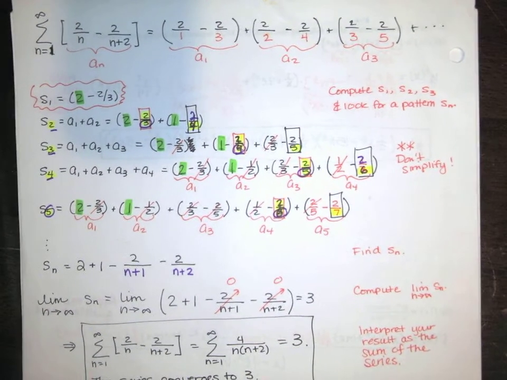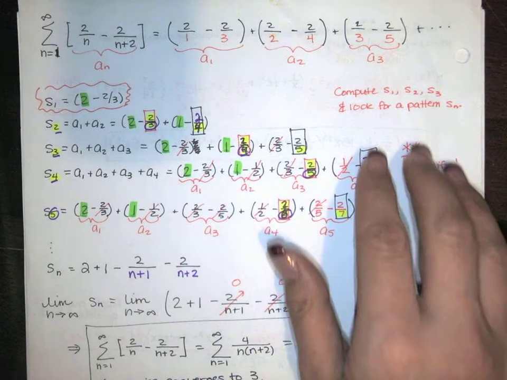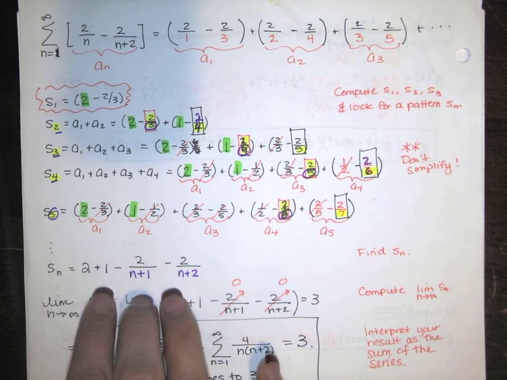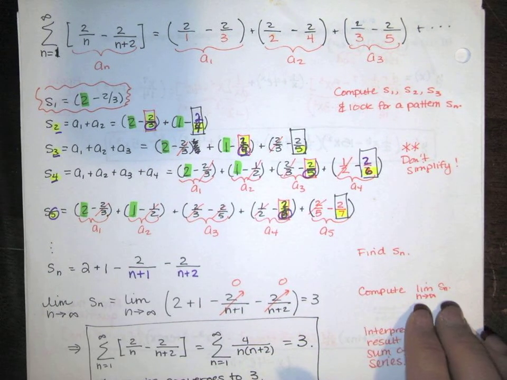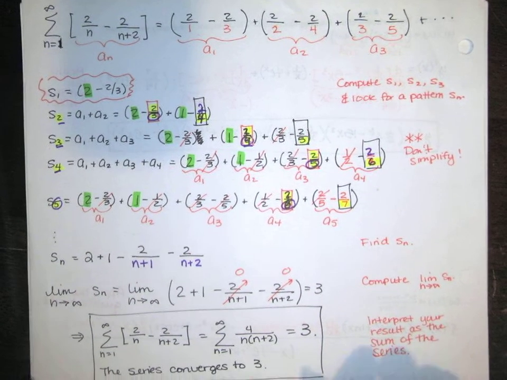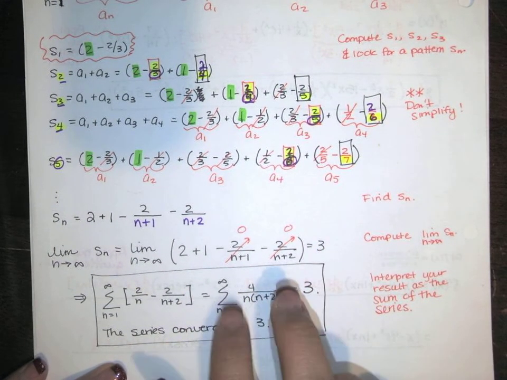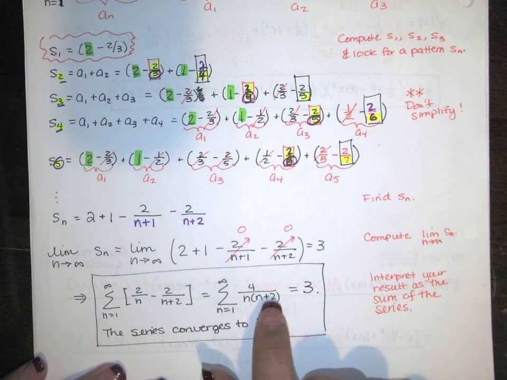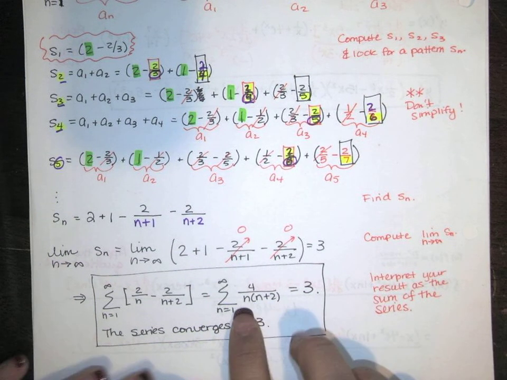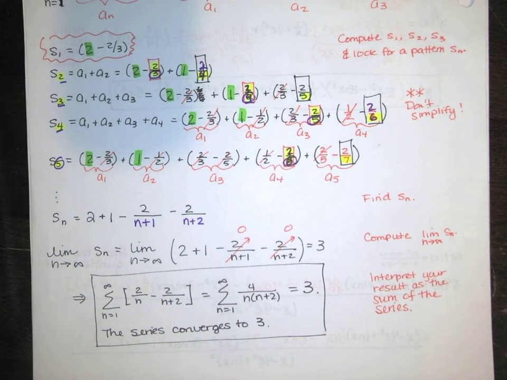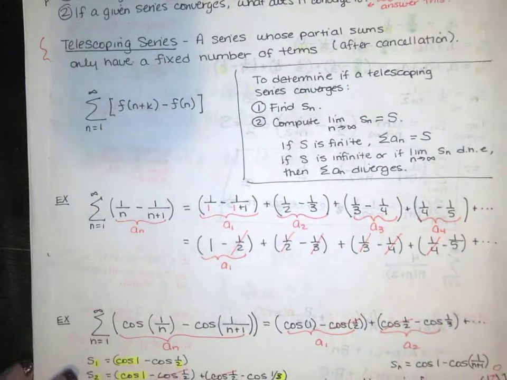And then again, you're going to follow this procedure. Compute the first few terms and look for a pattern. Find a formula for that pattern. Compute the limit as n goes to infinity of the nth partial sum. If that limit exists, the series converges to that number. We add up all these terms and we get exactly 3. If we add some partial sum, maybe the first 1,000 terms, we're going to get something close to 3. If we could add all of them together, we would get 3. So those are our telescoping series.